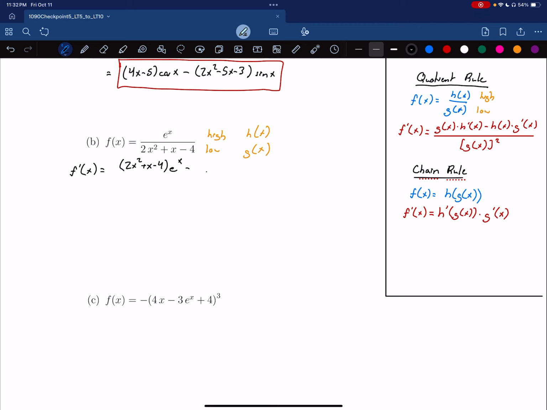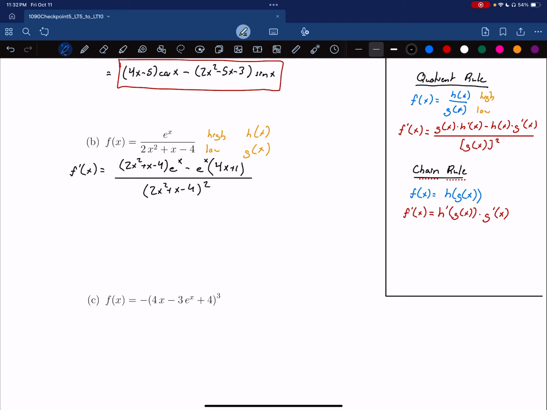Subtract that high value, which is also just e to the x, times the derivative of the low value. Using the power rule, we will have 4x plus 1. Then all of this will be over that lower function g of x, and that'll be squared. So 2x squared plus x minus 4 squared.